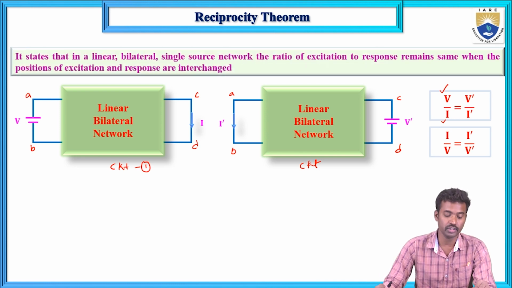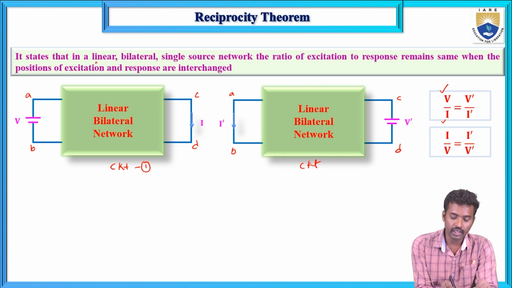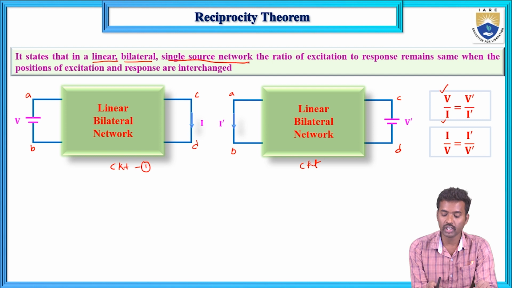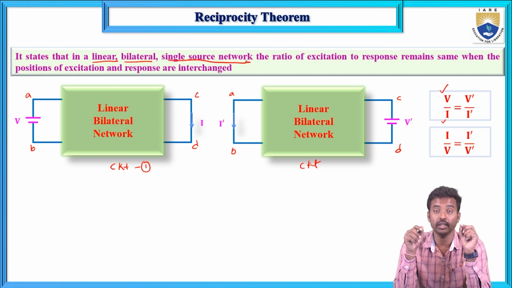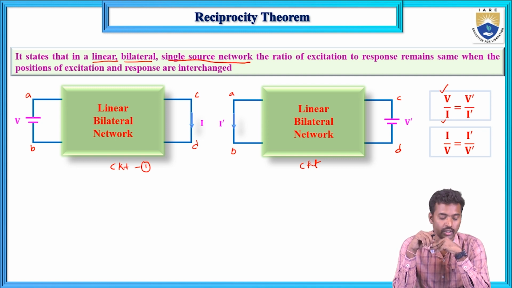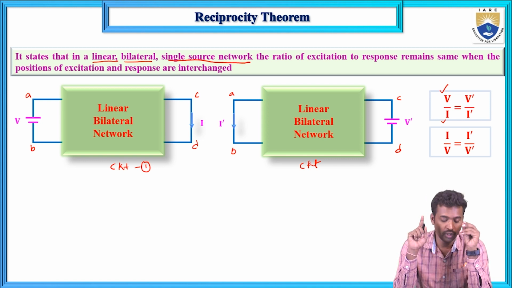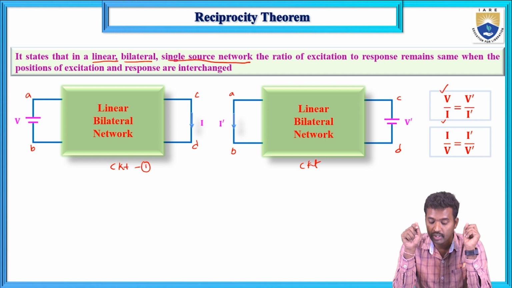If you see the definition statement, in a linear bilateral single source network, these 3 points are important. Reciprocity theorem can be applicable only for a single source network. If two sources are present, we cannot apply the reciprocity theorem. We can apply it with only a current source or only a voltage source, but for a multi-source network we cannot apply the reciprocity theorem.